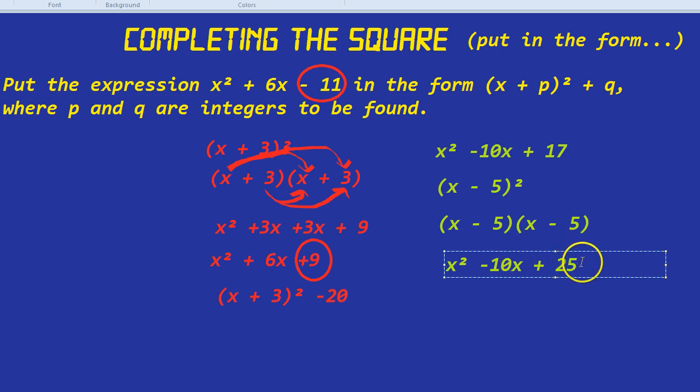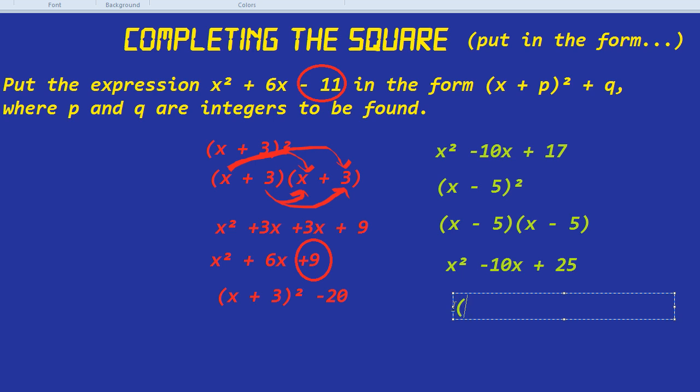But we have a plus 25 and we wanted a plus 17. How do we get from the plus 25 to the plus 17? We would have to minus, what is it? You'd have to minus 8. And there we have it. We have completed the square. P would be the minus 5 and Q would be the minus 8.